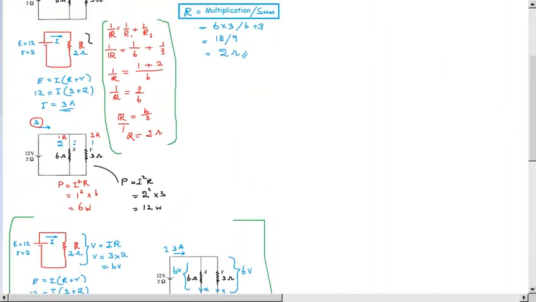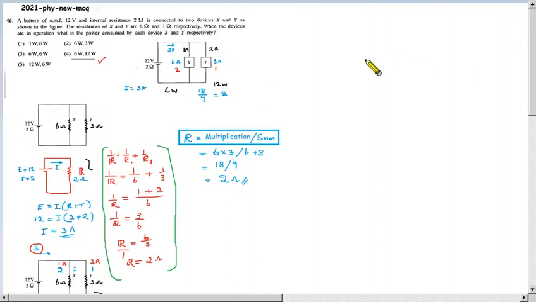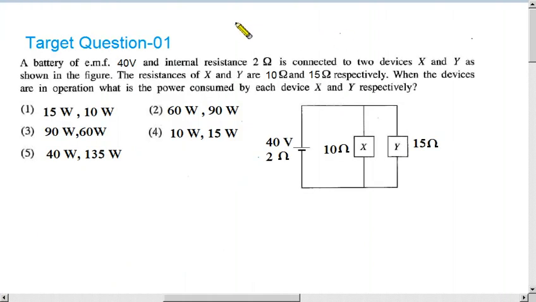So children, now let us go to the target question. This one is finished now, we are done. Children, here is our target question, target question number 1. What you have to do is read the question carefully and try to solve the problem without watching my video. Pause the video, use your own knowledge and skills. You have to solve the problem alone. Now pause the video and start.